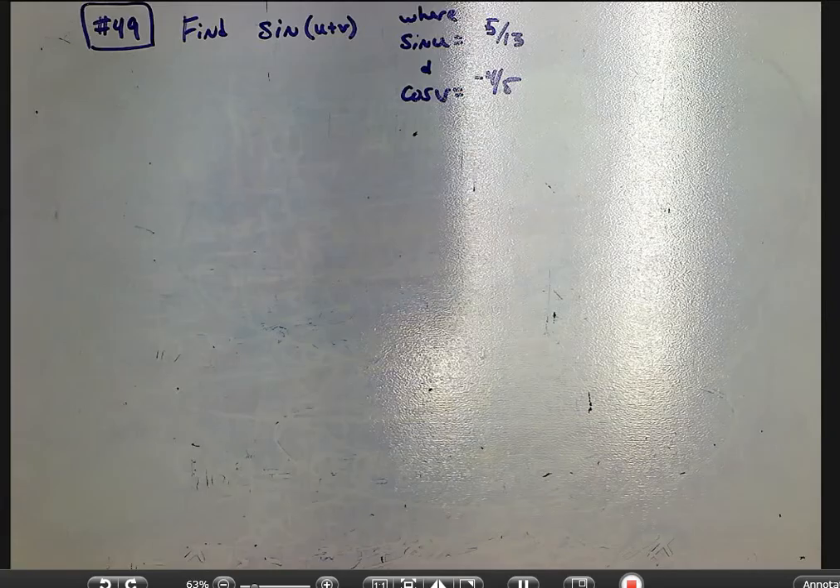Press pause, see if you can figure out number 49. If not, I'll come back here and try to help you out in just a second.